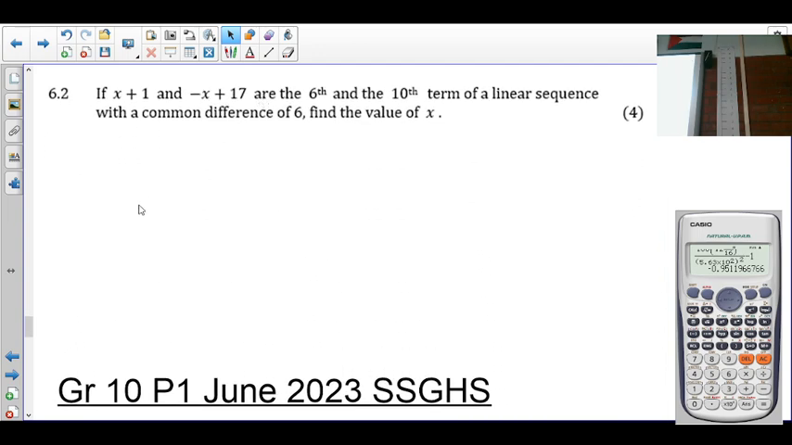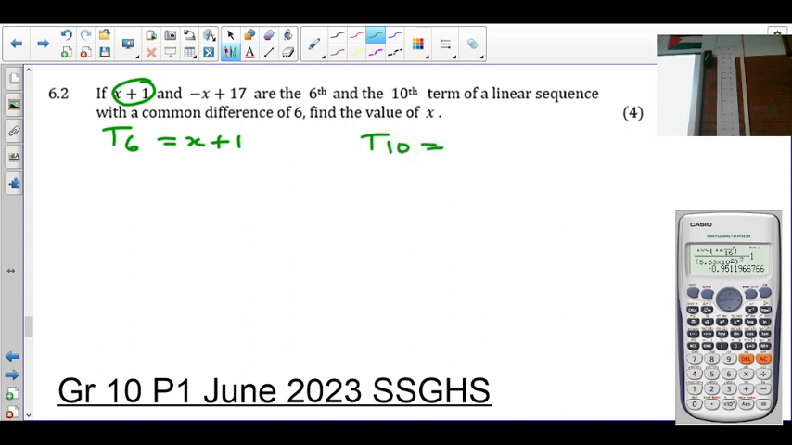In 6.2, if x plus 1 and negative x plus 17 are the 6th and 10th terms of the sequence, so that is term 6 is equal to x plus 1 and term 10 is equal to negative x plus 17, with a common difference of 6. So it has a common difference of 6. You need to find the value of x.